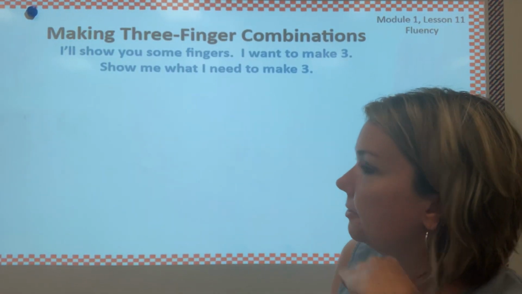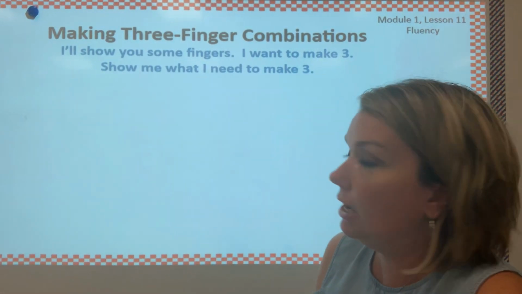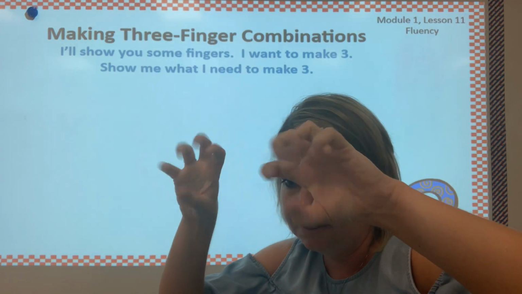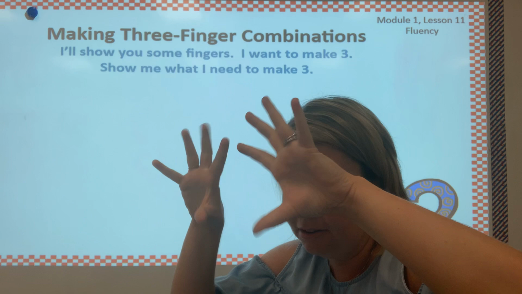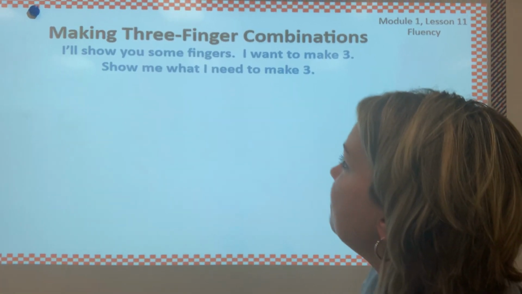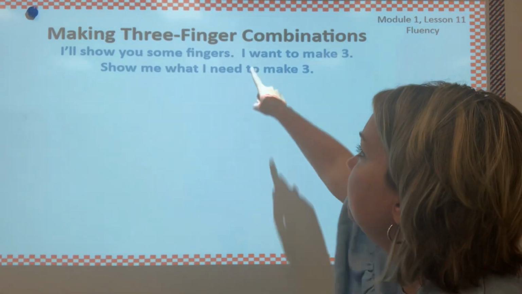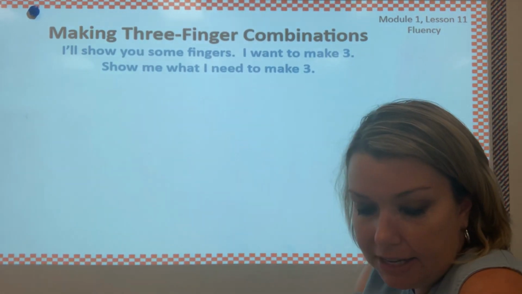Let's take a look. Here's a fluency activity that's fun. You're going to need your fingers. Can you show me your fingers? Show me your fingers. Wiggle them in the air. Wake them up, wake them up, wake them up. Okay. Making 3 finger counting combinations. I'll show you some fingers and I want you to make 3. Show me what I need to make 3.